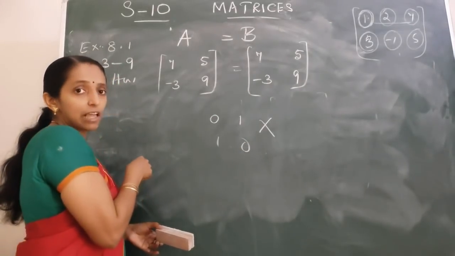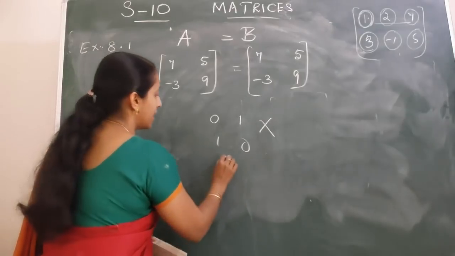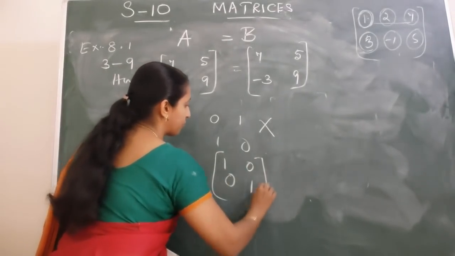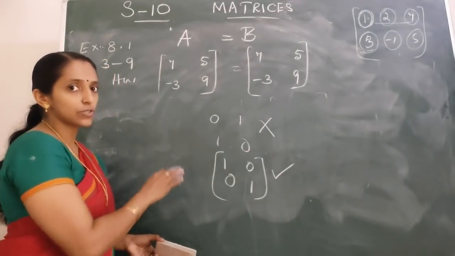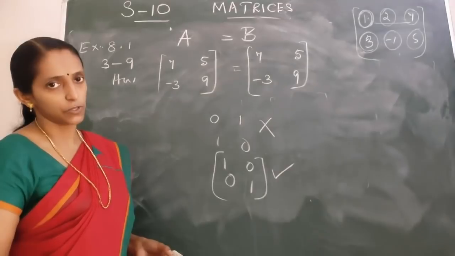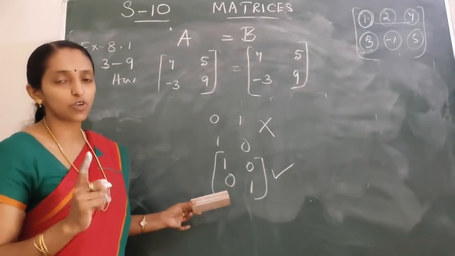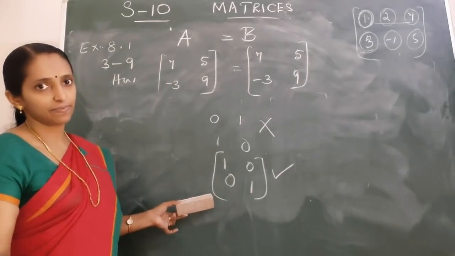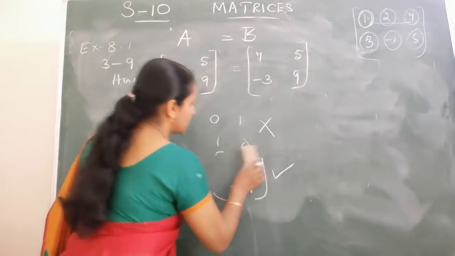You are coming in the left way. It should be the right side diagonal way: 1, 0, 0, 1. This is the correct form of the identity matrix. Okay? And that also you can arrange according to the order. Identity matrix will always be square, a square matrix, either 2 by 2 or 3 by 3. So identity matrix we have seen.